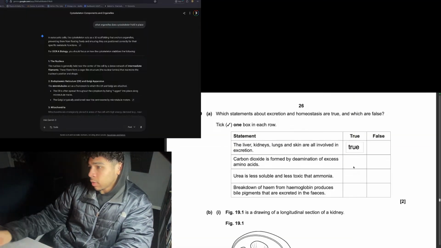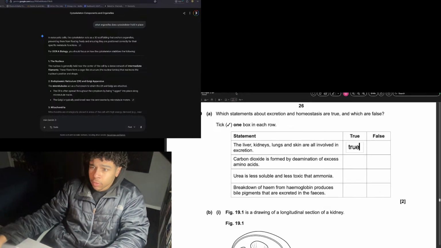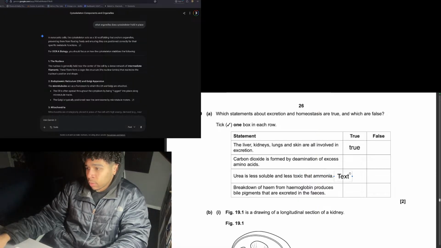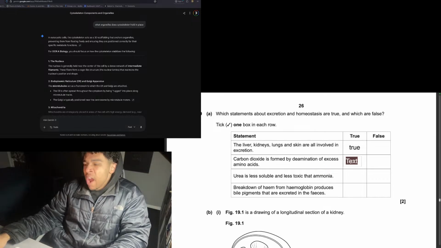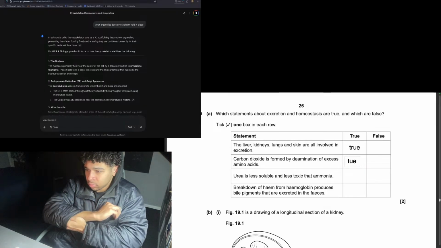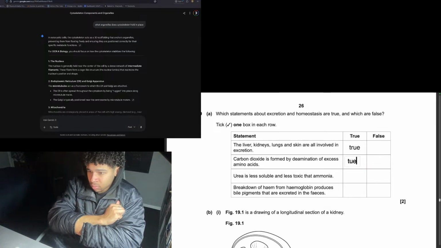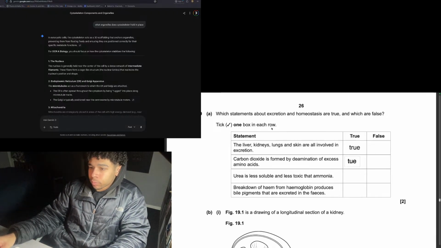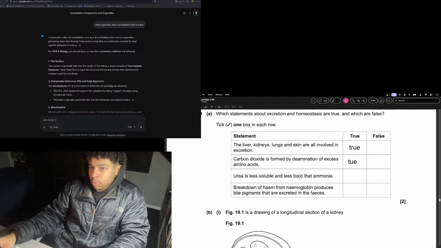True. The skin sweats, I suppose. It excretes some metabolic waste products because it smells, so it's probably bad stuff. Carbon dioxide is formed by deamination. I think that's true. I think it's true. I know it's produced in the ornithine cycle, which is the process of deamination.